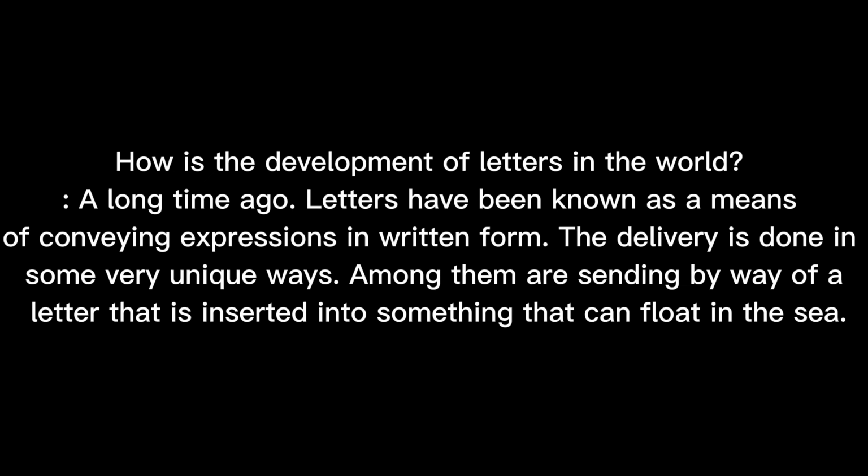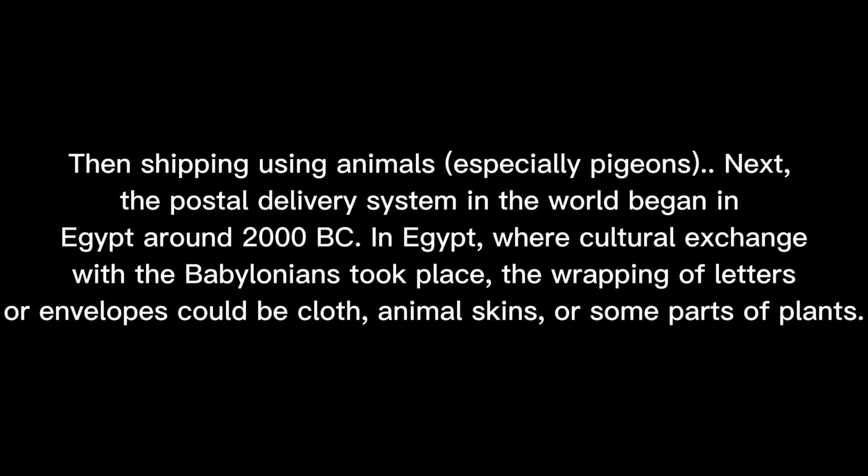How did letters develop in the world? A long time ago, letters were already known as a means of conveying expression in written form. The delivery was done in some very unique ways. Among them were sending a letter inserted into something that can float in the sea, then shipping using animals, especially pigeons. The postal delivery system in the world began in Egypt around 2000 BC. In Egypt, where cultural exchange with the Babylonians took place, the wrapping of letters could be cloth, animal skin, or some part of plants.